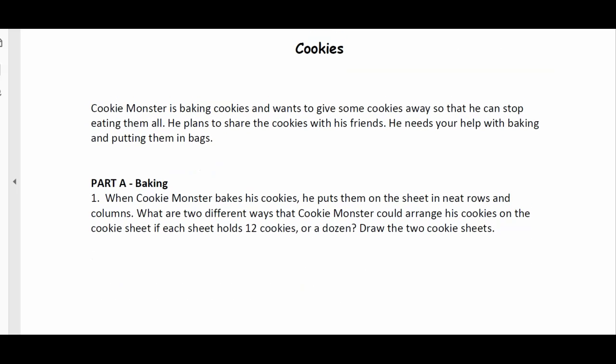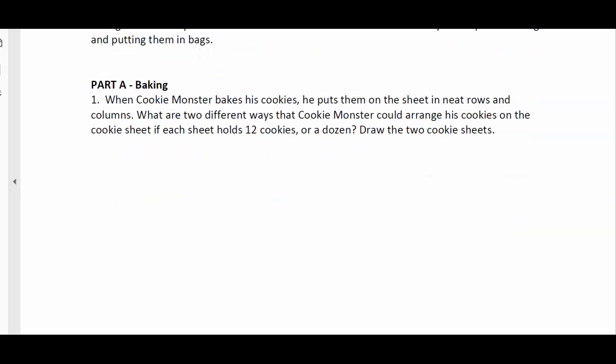Just word problems, and you guys can do this together. Okay. So let's do the first part A together. It says Cookie Monster is baking cookies and wants to give some cookies away so that he can stop eating them all. He plans to share the cookies with his friends. He needs your help with baking and putting them in bags. So let's see. When Cookie Monster bakes his cookies, he puts them on the sheet in neat rows and columns, right? So rows and columns, something like this, right? That's not it. I'm just showing you what you should do. Okay, so rows and columns. What are 2 different ways that Cookie Monster could arrange his cookies on the cookie sheet if each sheet holds 12 cookies?